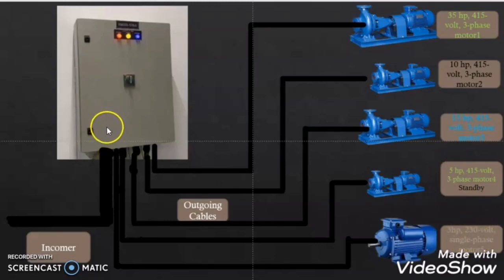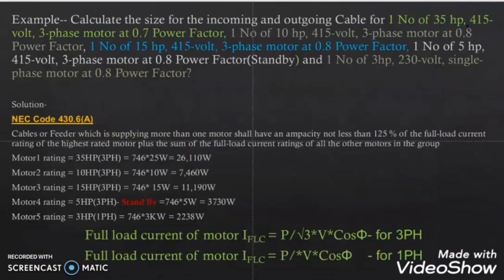Our motto in this video will be to calculate this incomer cable size and the incomer breaker size. The second motto will be to calculate the outgoing cable size for different motors and the circuit breaker size for these motors. As per our example, we have 5 different rating motors which I tabulated here.